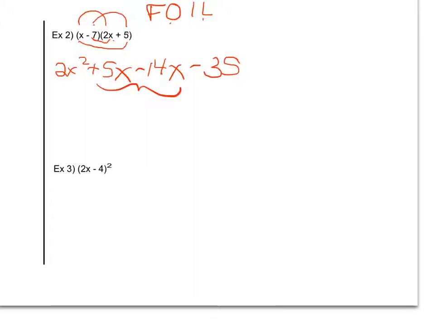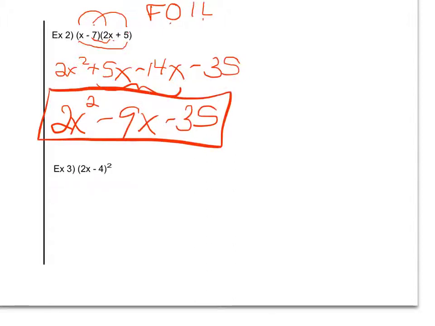Combining these two like terms, 2x squared stays. Positive 5 and negative 14 is negative 9x, minus 35. I have no other like terms. I have my quadratic term, my linear term, and my constant term, and I'm done.